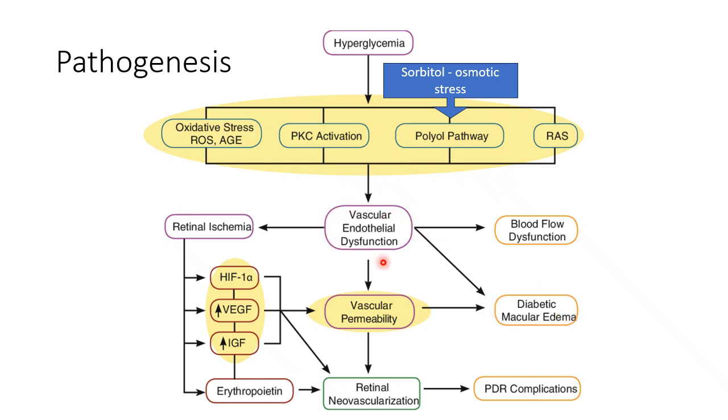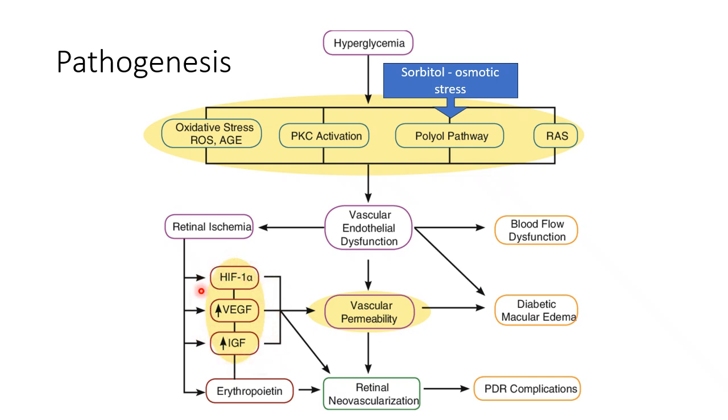Vascular endothelial dysfunction also activates the well-known Virchow's triad and leads to blood flow dysfunction or stasis of blood. It also leads to retinal ischemia, because obviously if there's a problem with the endothelium, there is a problem with the blood vessels, there is decreased blood supply to the retina.